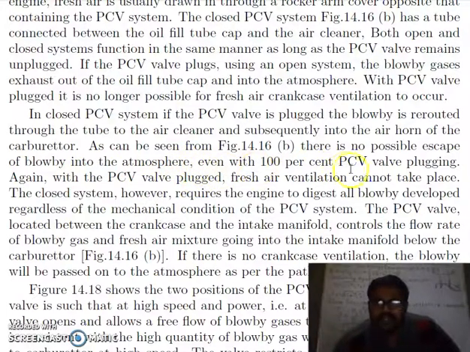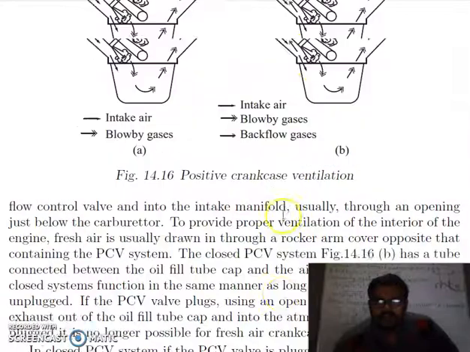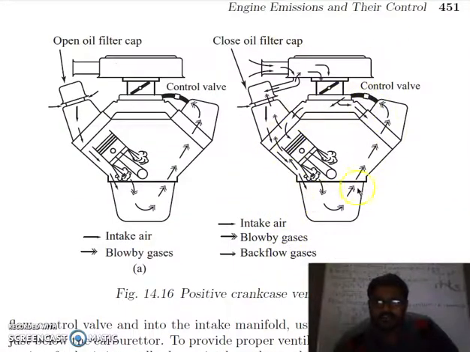Even with 100% PCV valve plugging, fresh air ventilation cannot take place. The closed system, however, requires the engine to digest all blow by developed regardless of the mechanical condition of the PCV system. It means that in a closed system, there is no escape of blow by gases. So whatever blow by gases there are will be digested by the engine itself.